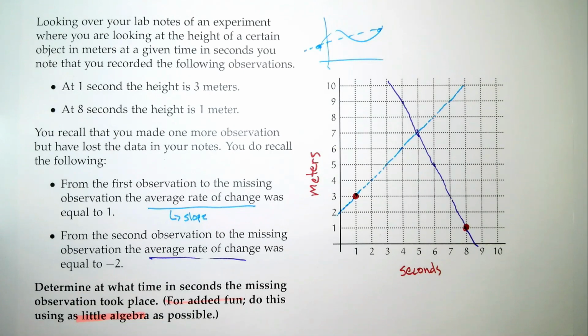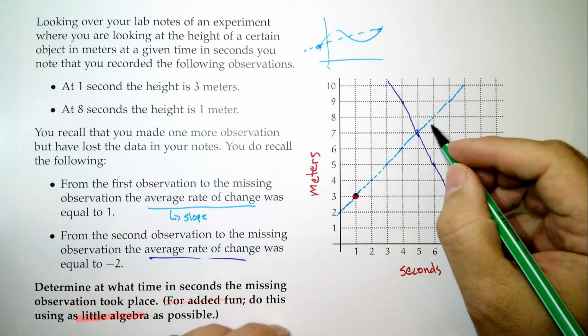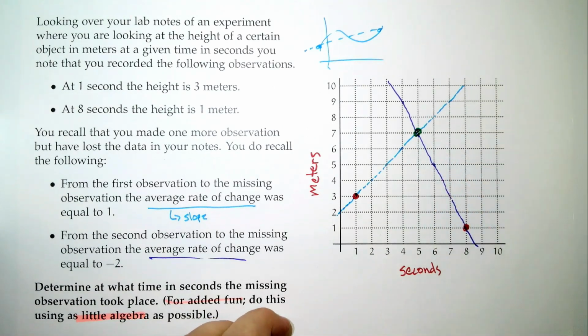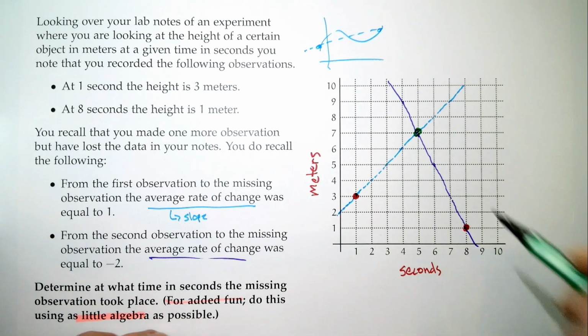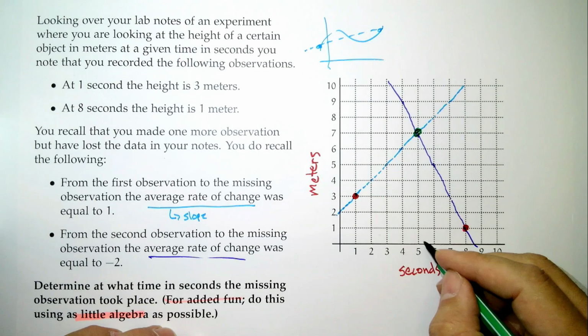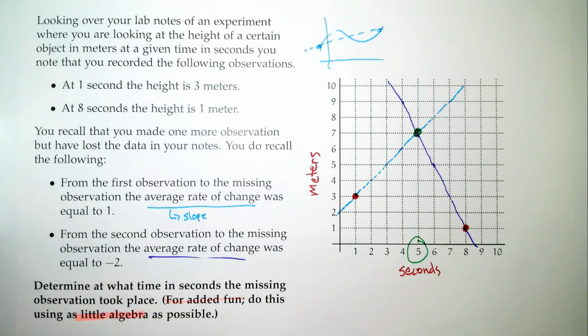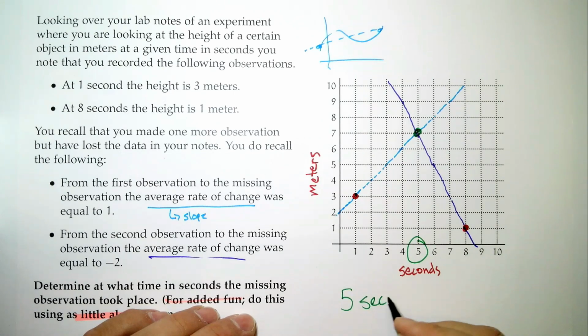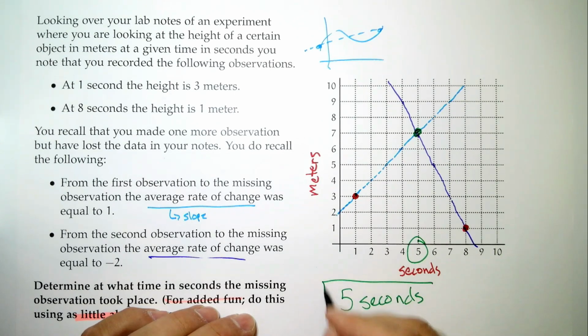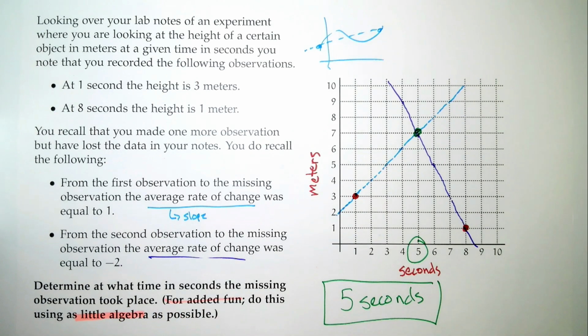Well, now the missing observation has to be on both lines. And we look at this and we say, you know, they intersect. And where they intersect, that had to be where the missing observation happened, because it's the only thing which is consistent with both facts. And so we go down and we see, lo and behold, the answer is 5. That's when it happened. So the answer is at 5 seconds. And I would say we achieved the goal, no algebra.